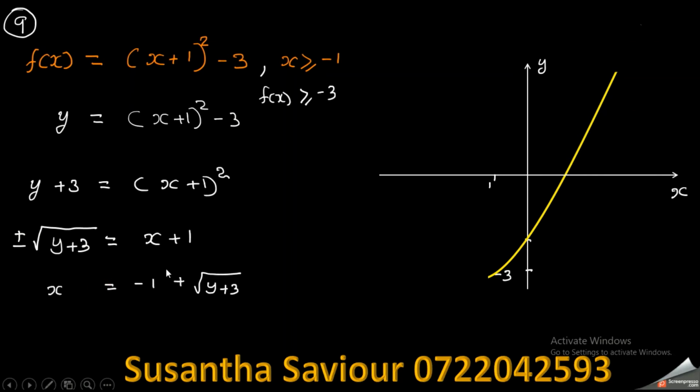f inverse x should be greater than or equal to minus 1. Therefore if we happen to take the minus here, it will be less than minus 1. So since we need greater than minus 1, this domain of the original will be the range of this f inverse. Therefore we take the plus here. Therefore our f inverse x is equal to minus 1 plus the square root of x plus 3, where x will be greater than or equal to minus 3, which is actually the range of the original function.